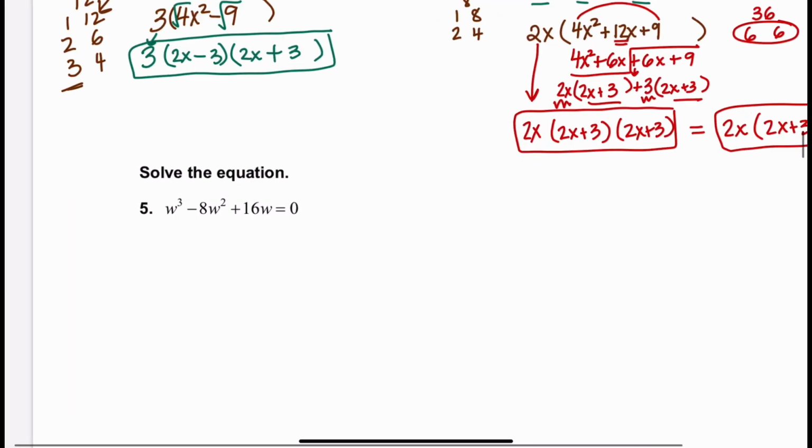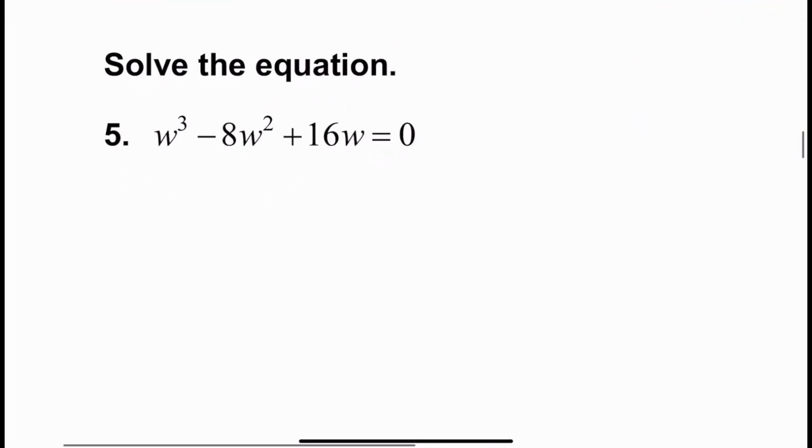Now my last one is where we do everything. I have equals 0, so my answer is going to look like x equals something. And since this is a cube, there's going to be 3 answers that we should get. We should get 3 equations here. Now first thing I'm looking at, can I pull anything out? Well, they all have a w, so let's factor a w out of everything.